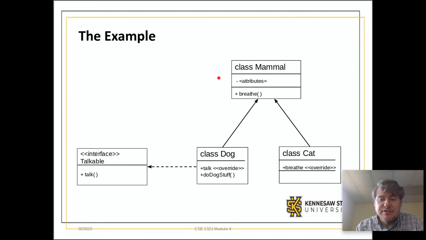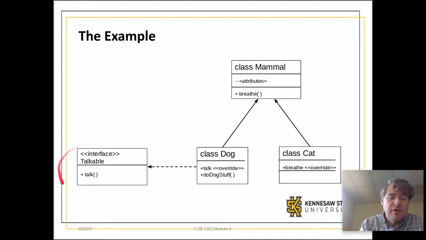So all right, so we have our mammal, which is an abstract class, and then we have a dog and a cat, which both inherit from mammal. The dog has a method called talk and a method called do dog stuff, which we won't talk about. The cat has an override for breathe.